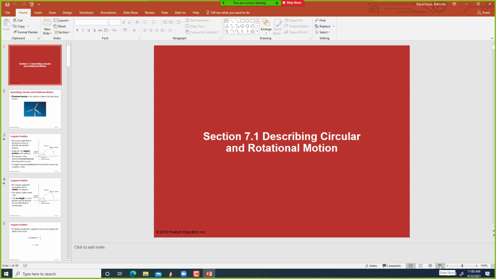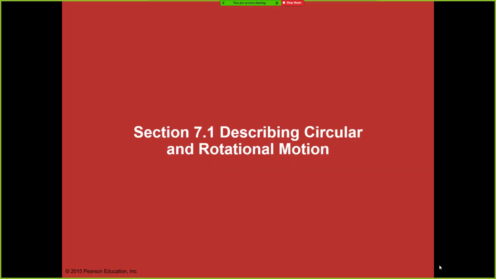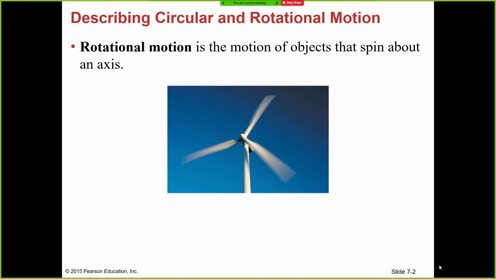Okay, so we were talking about rotational motion. Rotational motion is a motion where objects spin about some axis, some fixed axis, like here in this fan or this wind turbine. The blades rotate about this fixed axis. Okay, that's the rotational motion.